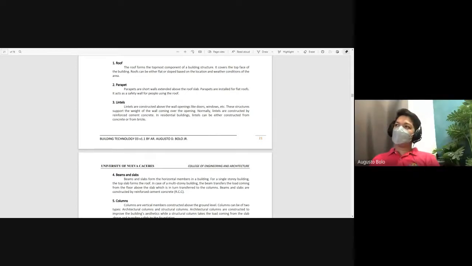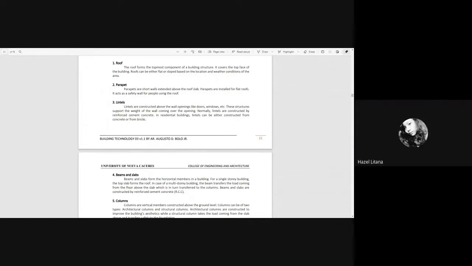Okay, let's go to lintel. What is lintel? Hazel, Litana. Lintels are constructed above the wall opening like doors, windows, and etc. These structures support the weight of the walls coming over the opening. Normally, lintels are constructed by reinforced cement concrete. In residential buildings, lintels can be either constructed from the concrete or from bricks.